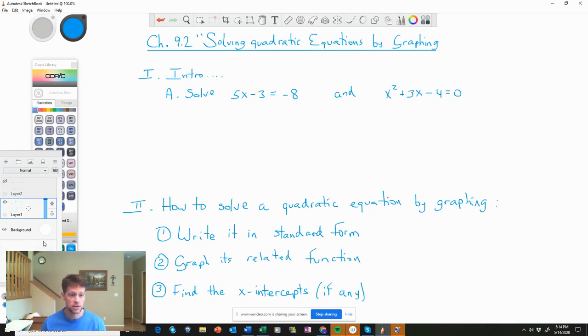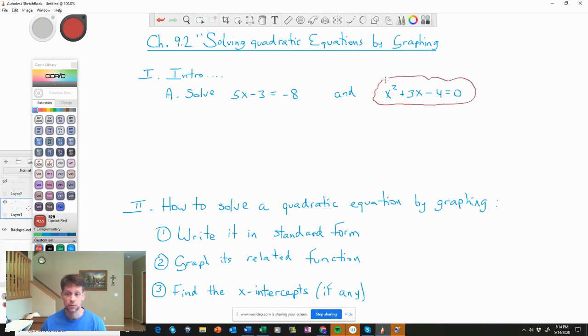A quadratic equation is basically one of these guys. It's an equation where there's an x squared. That's all it is. In this chapter, we're going to learn 4 different ways to solve this kind of an equation. We're going to learn in this chapter to solve it by graphing.